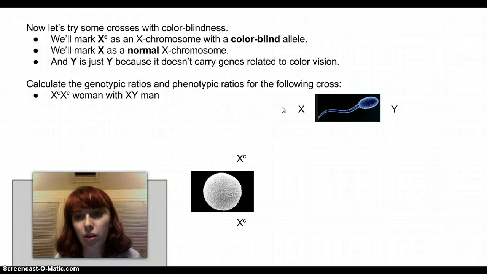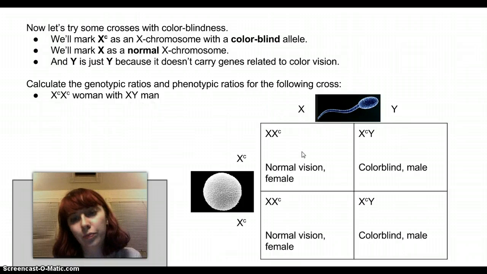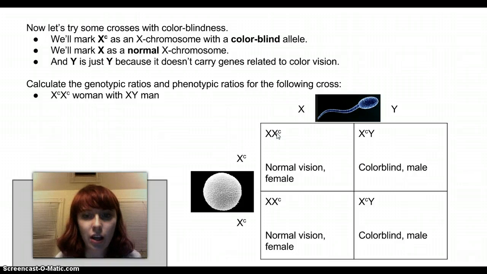So we have our X and Y sperm from the father, and our colorblind X's from the mother. In this case, we're crossing a colorblind woman with a normal vision man. And so what we find out is that their daughters are going to have normal vision, but both of them are going to be what's called carriers. They're going to have this recessive allele. It won't be expressed.